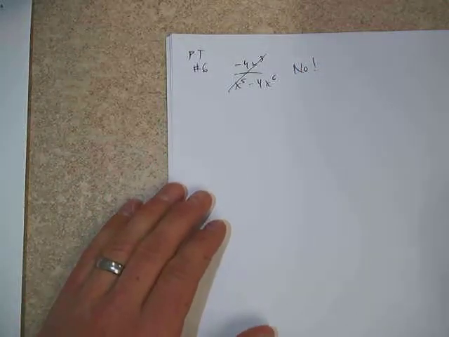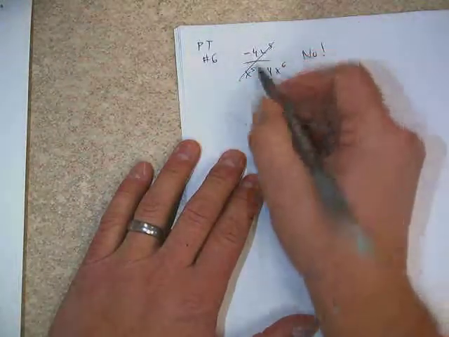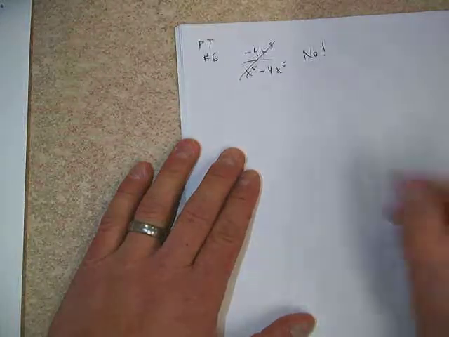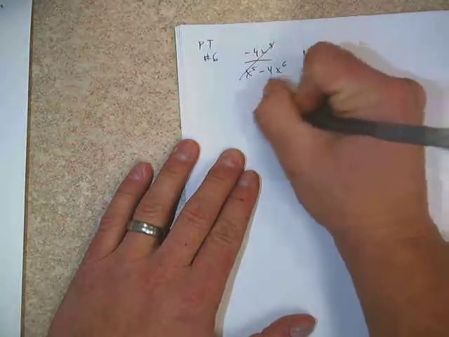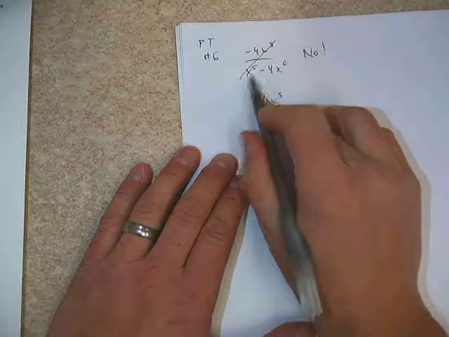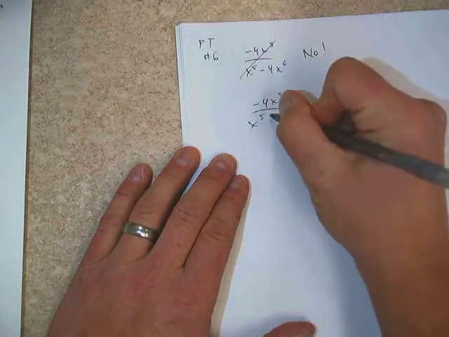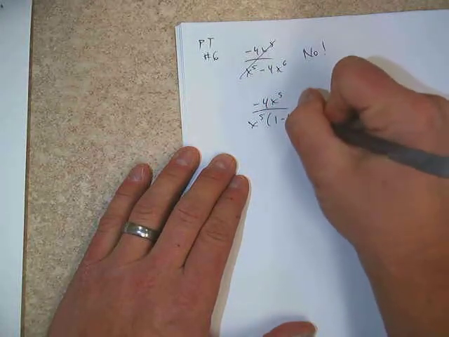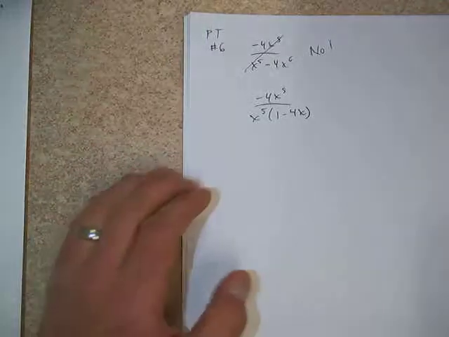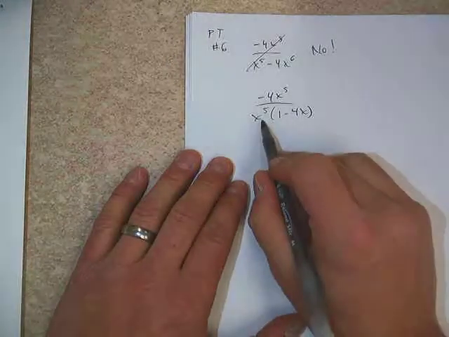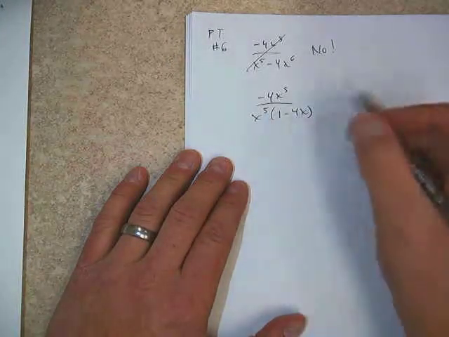Okay. All right. So let's take a look at another example here from our practice test. We have practice test number 6, and we have negative 4x to the 5th over x to the 5th minus 4x to the 6th. So again, someone hasty is going to go, oh, cross out the x to the 5ths. And I'm going to say to that, no, do not cross out the x to the 5ths.